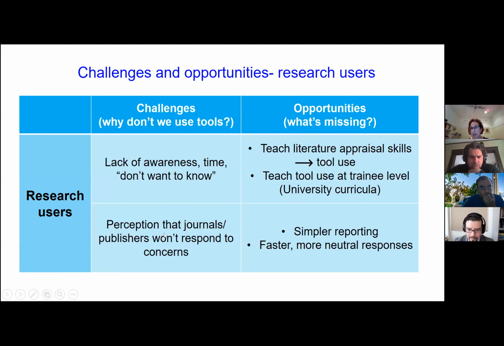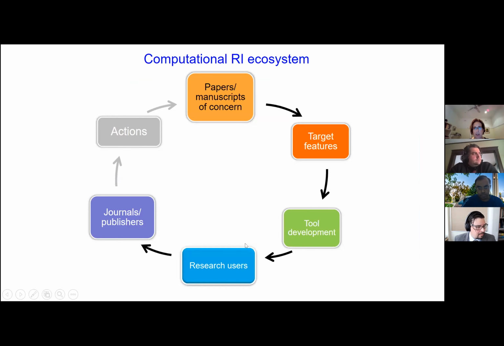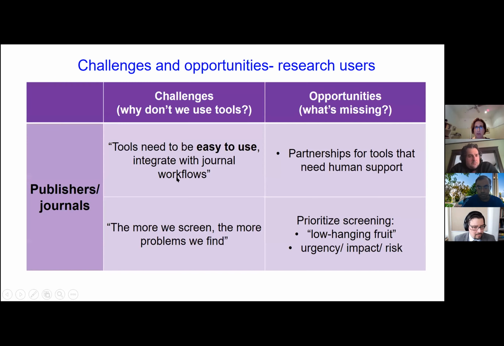There's also the perception that journals and publishers won't respond. So what's the point of using tools? I think that's obviously not always a correct perception, but unfortunately at times a correct perception. So we've proposed simpler ways of reporting issues to journals and also faster and more neutral post-publication responses in the literature. So finally, I'll talk about journals and publishers.